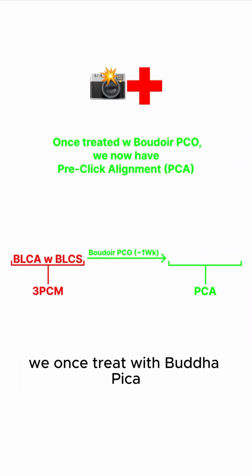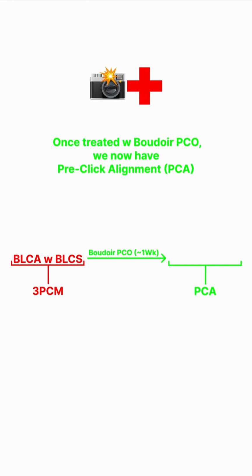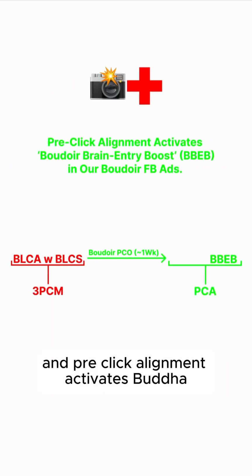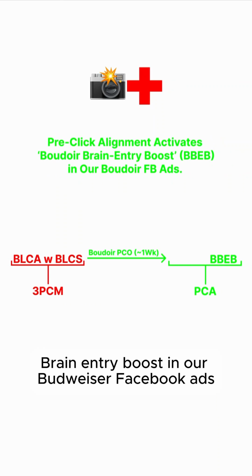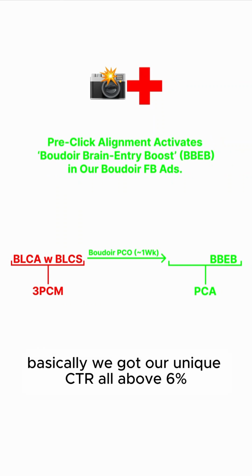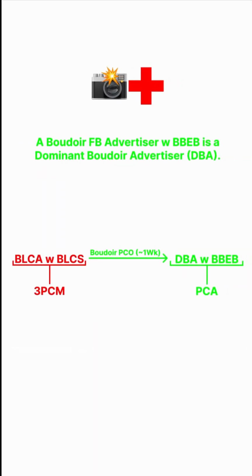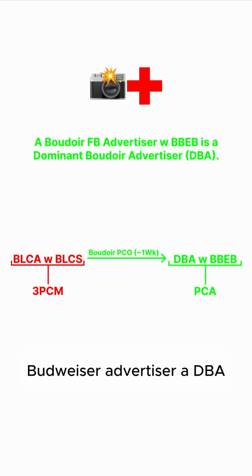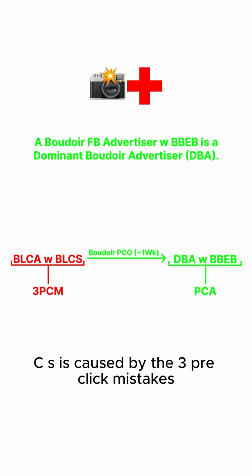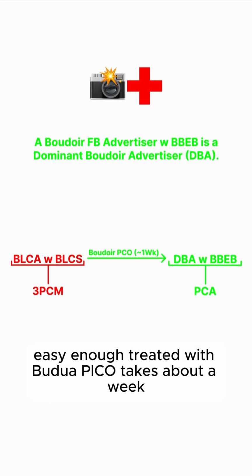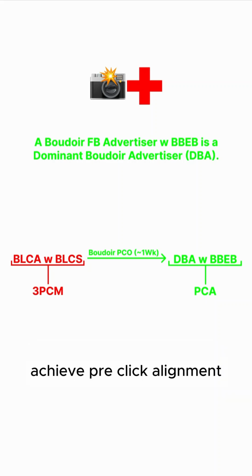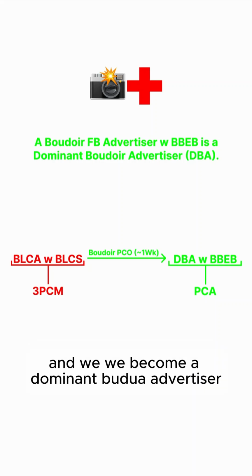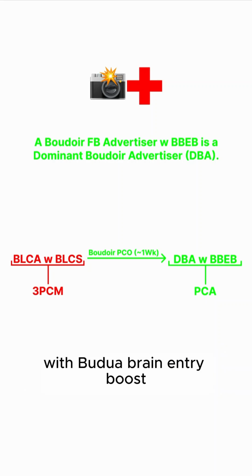Once treated with Boudoir Pico, we now have pre-click alignment. So we get rid of the 3 pre-click mistakes, we achieve pre-click alignment. And pre-click alignment activates Boudoir brain entry boost in our Boudoir Facebook ads. Basically, we've got our unique CTR all above 6%. And a Boudoir Facebook advertiser with Boudoir brain entry boost is a dominant Boudoir advertiser, a DBA. So it's our full universe here. A BLCA with BLCS is caused by the 3 pre-click mistakes. Easy enough, treated with Boudoir Pico takes about a week. Achieve pre-click alignment, and we become a dominant Boudoir advertiser with Boudoir brain entry boost.